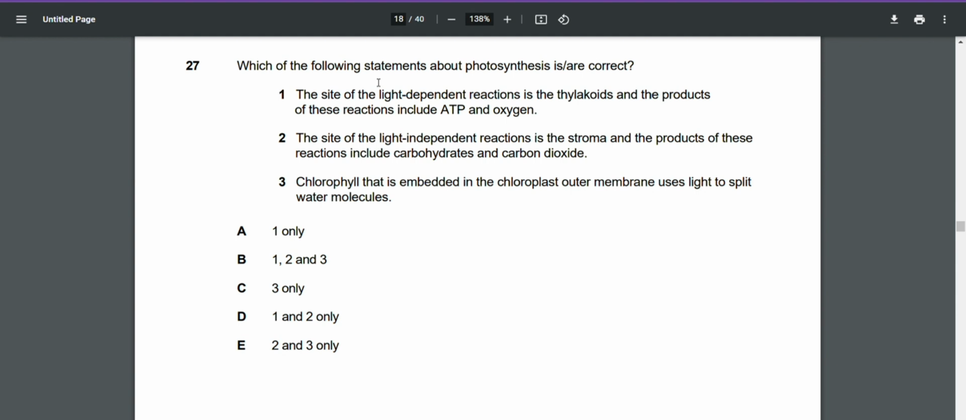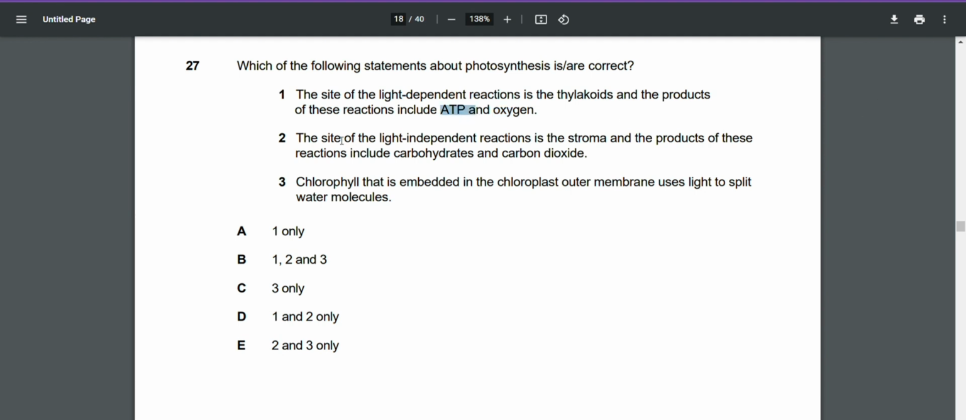Question 27. Which of the following statements about photosynthesis are correct? 1. The site of the light-dependent reaction is the thylakoids, and the products of these reactions include ATP and oxygen. Now, this is correct. The light-dependent reaction takes place in the thylakoid, and the products include ATP, yes, and oxygen, when you split the water. Remember, in PS2, you split H2O into O2 and H+, and the H+ inside the lumen will leave the lumen via the ATP synthase, producing ATP.